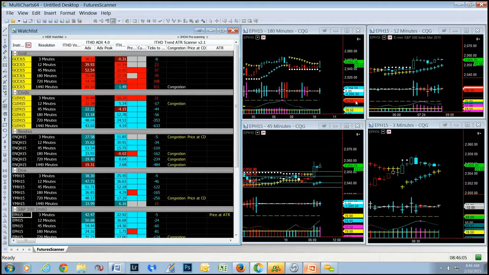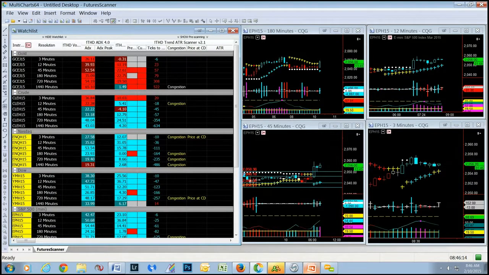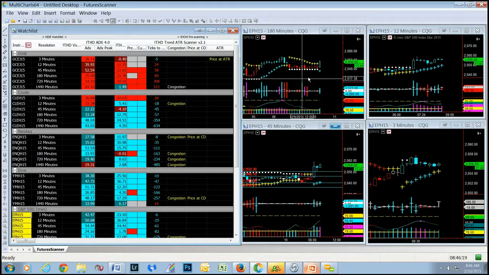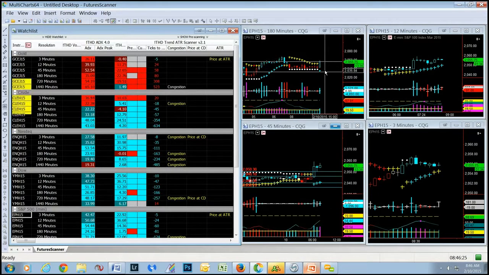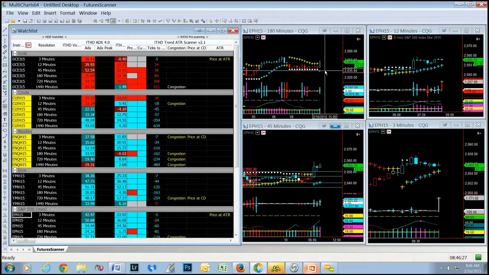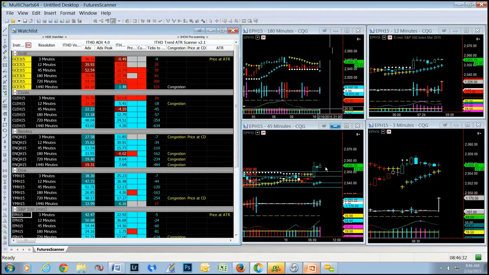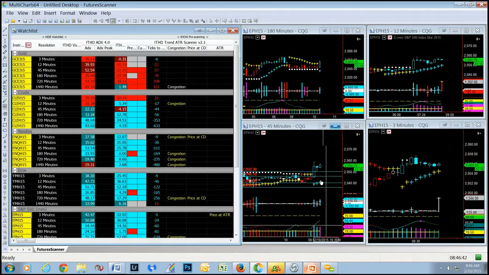Does everybody understand that one? If you get the volume divergence between this bar and this bar, then you could see a retracement down to this ATR. That ATR is right at 2035 right now. The ATR on the 45-minute is 2040. That would cause a magenta peak to appear here, and that's going to give you that retracement.